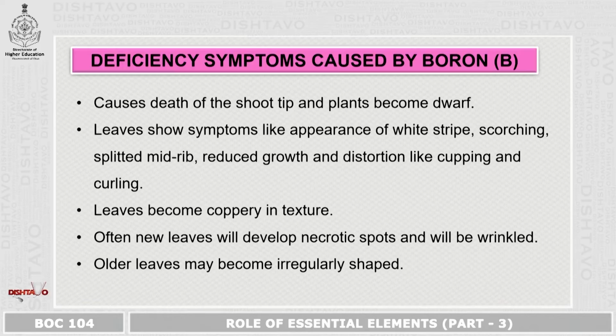Now coming to the deficiency symptoms caused by boron, it causes the death of the shoot tip and the plants become dwarf, that is, the plants become shorter in size.